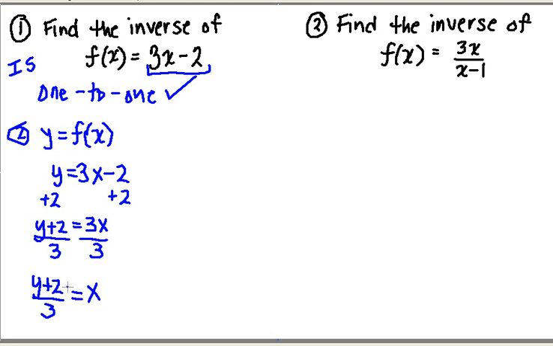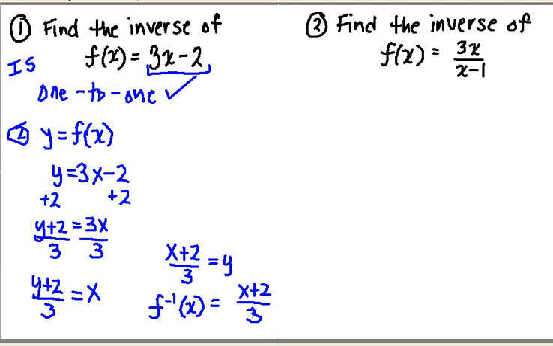The last step in finding an inverse is to then interchange x and y. So wherever I have a y, I'm going to replace it with x, and wherever I have an x, I'm going to replace it with y. So this becomes x plus 2 over 3 equals y. And actually now this is my inverse function. So I can define f inverse of x as x plus 2 over 3.